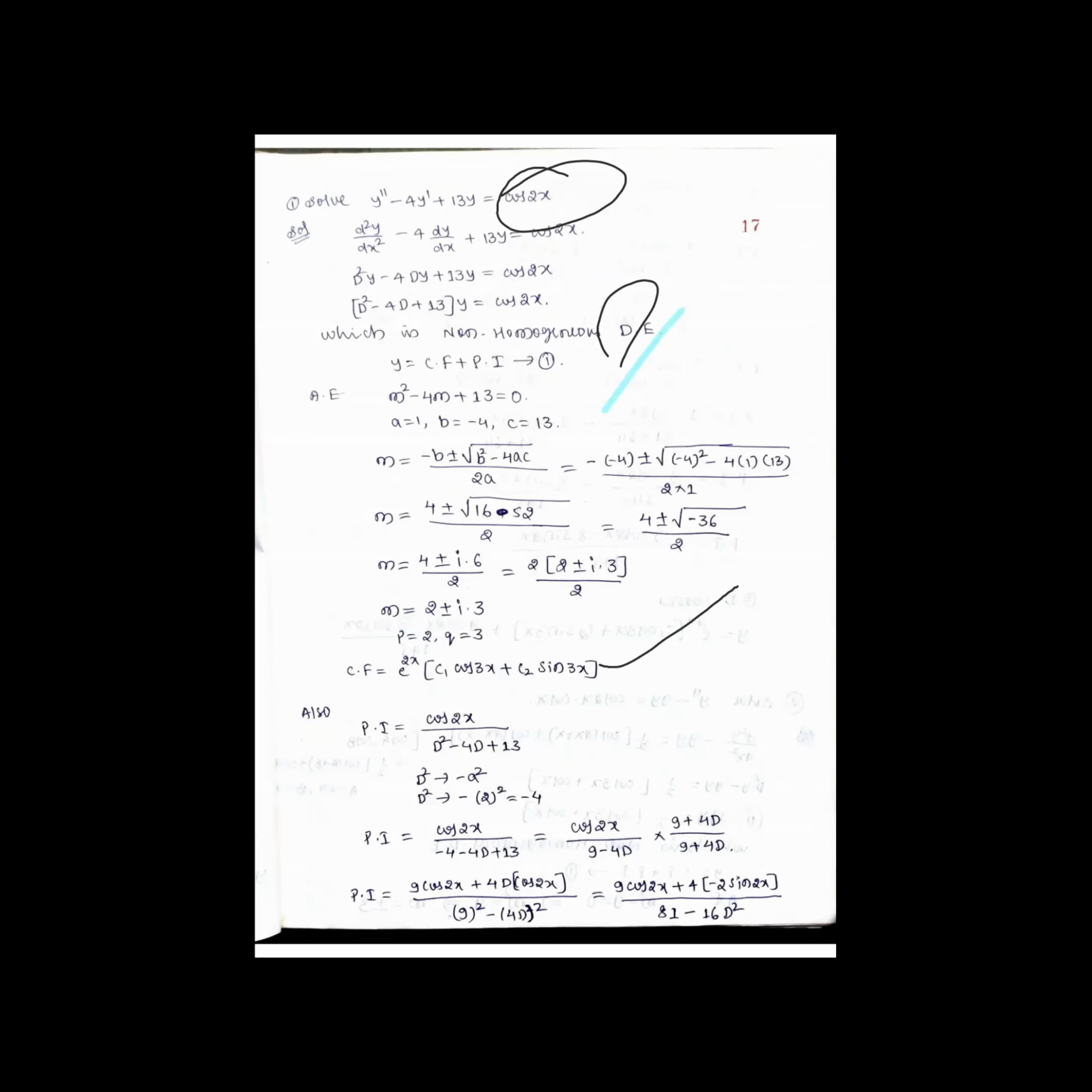Next, come to the particular integral. What the particular integral says is RHS divided by f of D. Our RHS is cos of 2x, divided by f of D, which is D square minus 4D plus 13. Here it is of type 2.